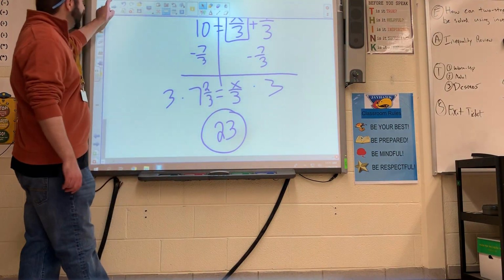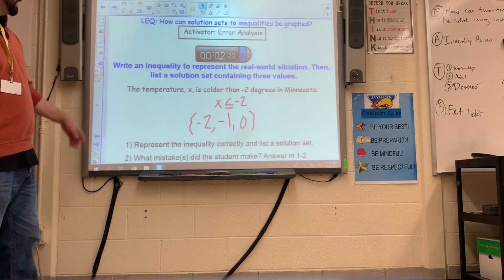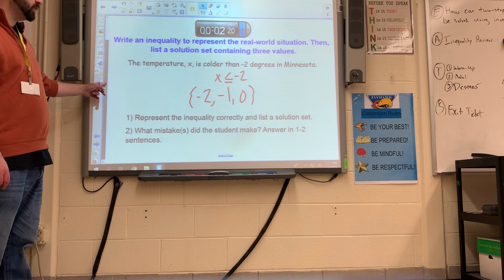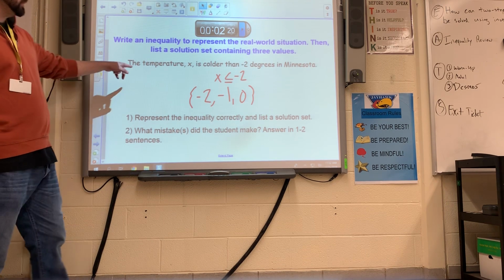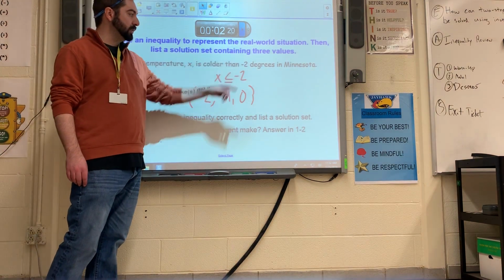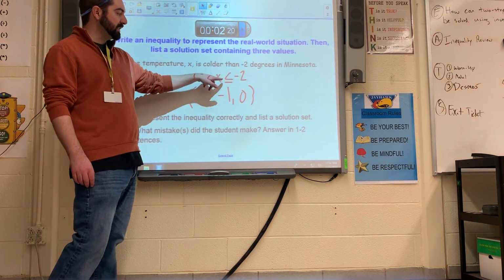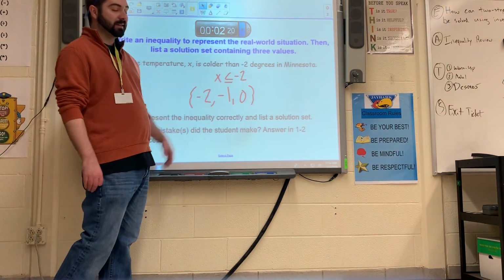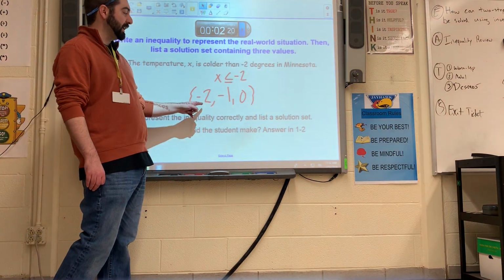All right, couple of notes we're going to take today. So starting on this slide, we're going to write an inequality to represent a real-world situation. We're going to list the solution set containing 3 values. So the temperature x is colder than -2 in Minnesota. X is less than -2. That means I'm looking for 3 numbers that make it true. Well, since it's or equal to, I can start with -2.